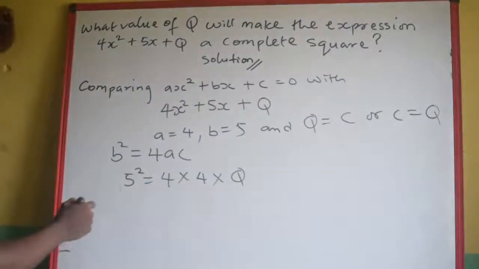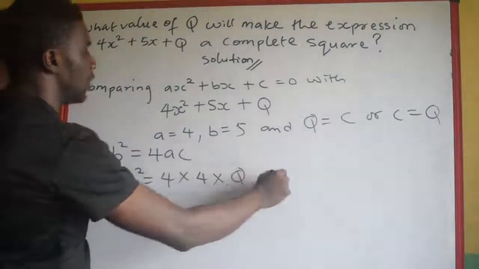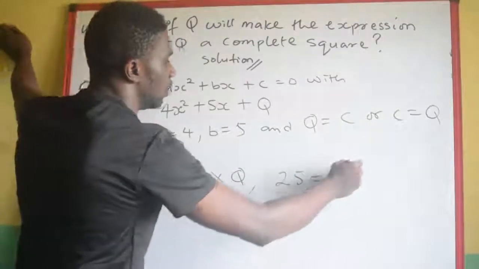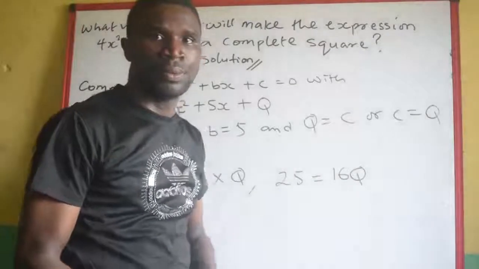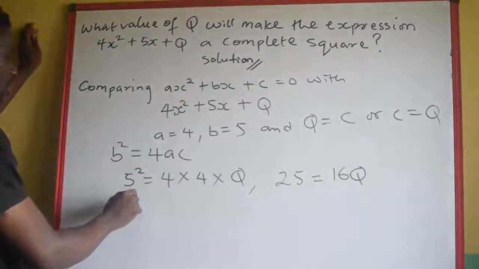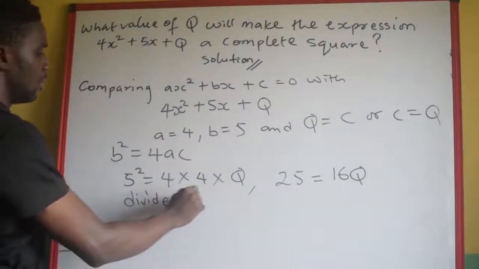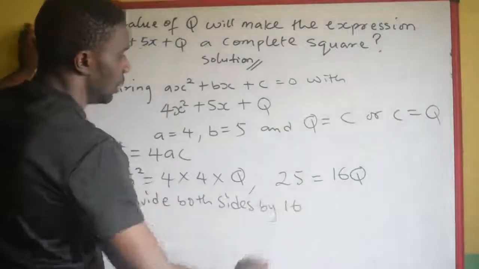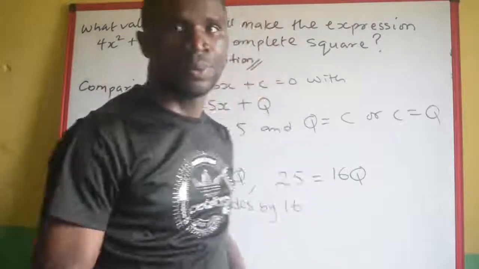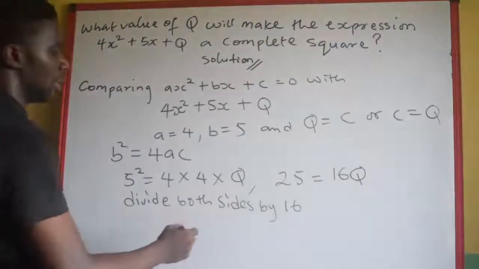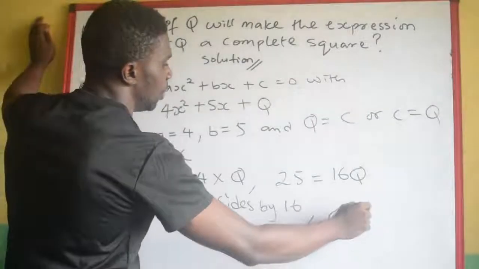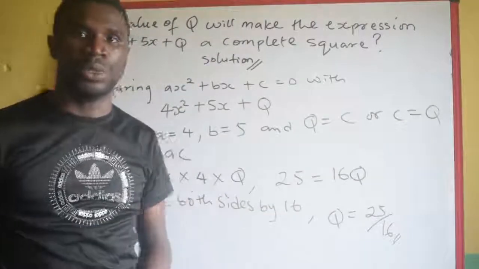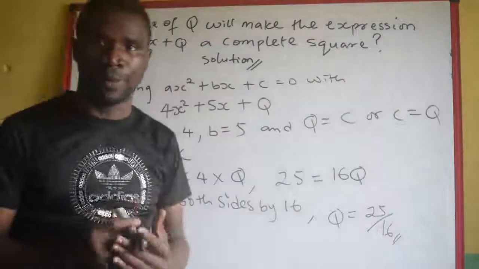So here, what we'll have, 5 squared will give us 25, equal to 4 times 4 is 16, 16 times q is equal to 16q. Now our interest is, we have to say divide both sides by 16, because we simply want to get q. And if we go ahead, q is going to be 25/16. So this is the value of q that could make this expression to be a perfect square.